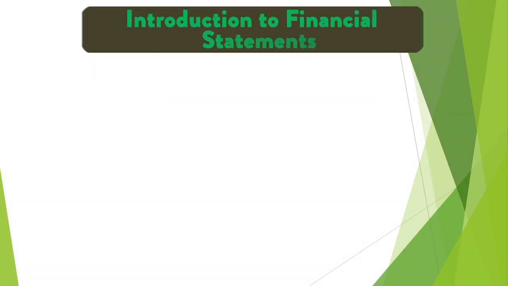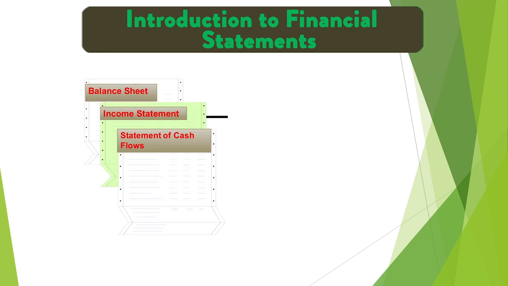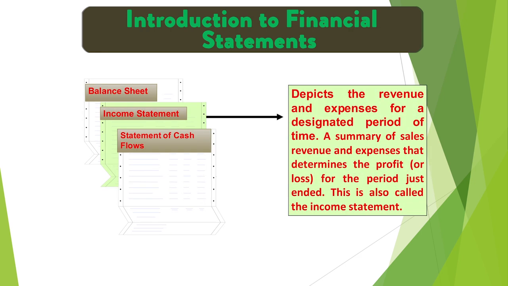What is this income statement? Income statements depict the revenue and expenses for a designated period of time. It summarizes sales or revenue and expenses that determine the profit or loss for the period that has just ended. Most cases it is on a monthly basis. It is also called profit and loss by some people.